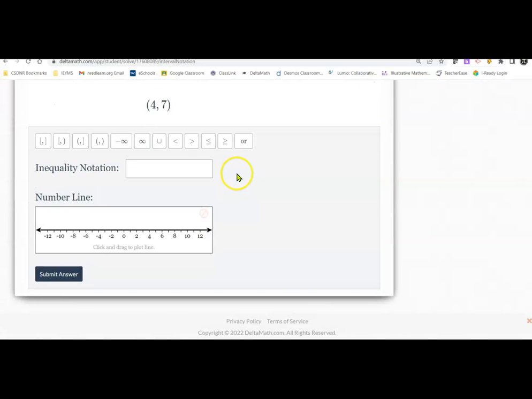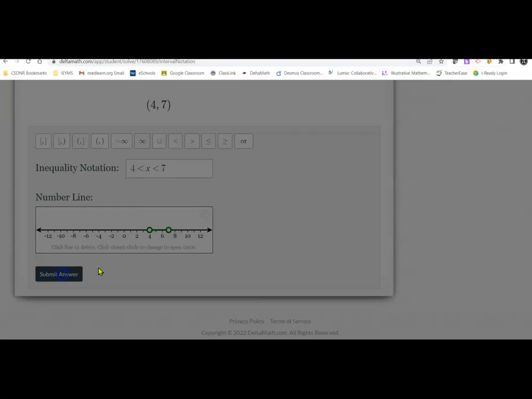Let's try one more. All right, they gave it to us in interval notation. I'm going to graph this. So between 4 and 7, parentheses on the left, and parentheses on the right. So I got 2 open circles. When you are in between, remember you need 2 less than signs with an x in between. Now look to your circles. Are they solid or open? Both of them are open, so I do not need to change them to less than or equal to's. Put a 4 here and a 7 there.